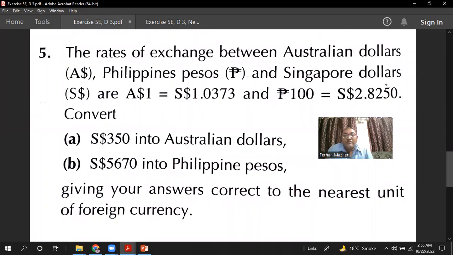So now we are on question number 5, exercise 5E from the book D3. The rates of exchange between the Australian dollars, the Philippine pesos and the Singapore dollars are: one Australian dollar is equal to 1.0373 Singapore dollars, and 100 pesos equals 2.8250 Singapore dollars. Convert 350 Singapore dollars into Australian dollars.